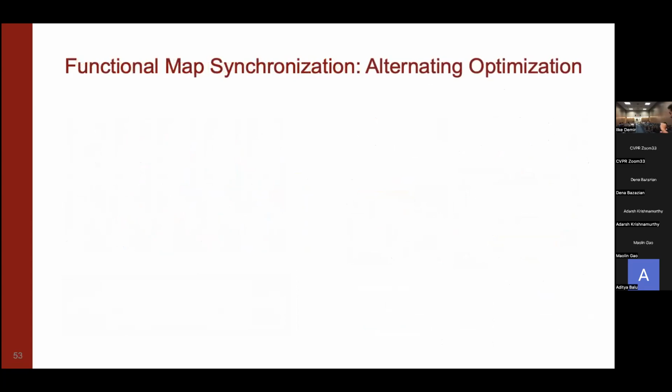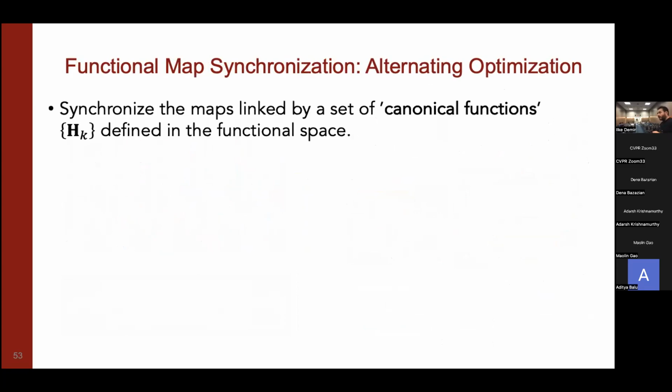Okay, so we had this synchronization component also to fuse functional maps. I have talked about it, but never said anything about this. It's actually not an easy thing, and I will show you why. Because we have functions now, right? We have functions on the shape, and they are defined in the functional space.